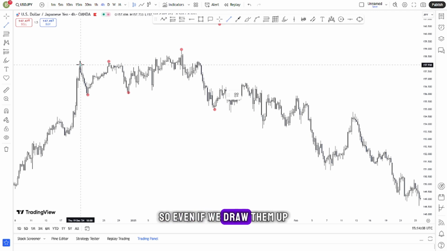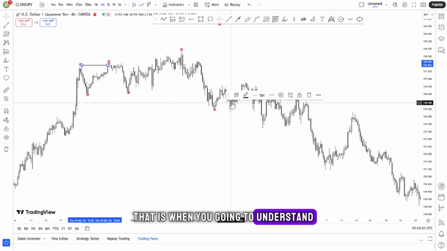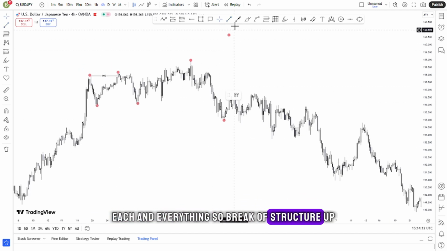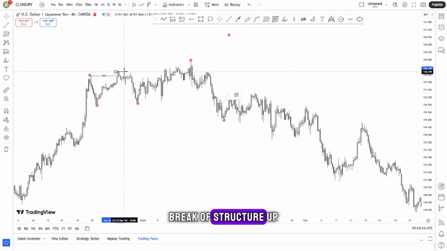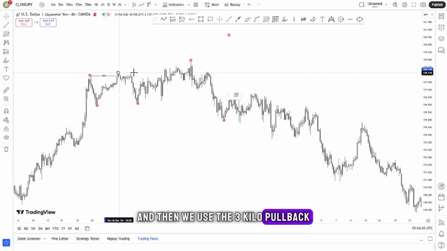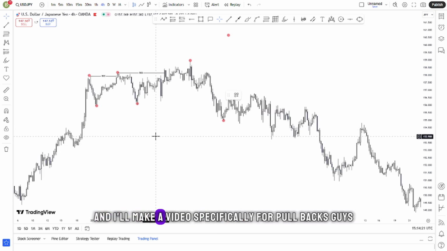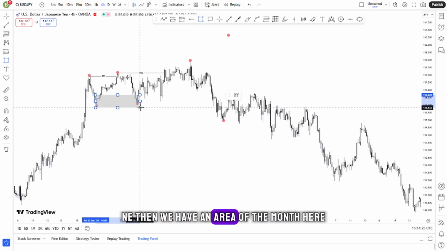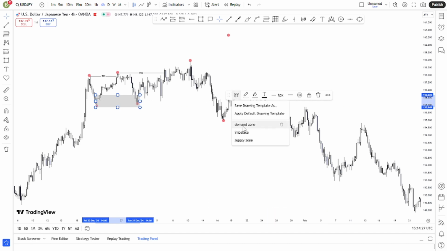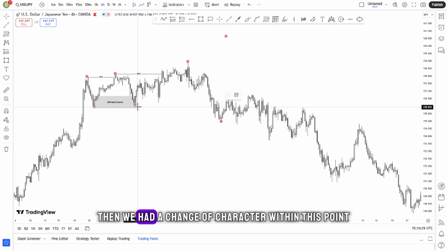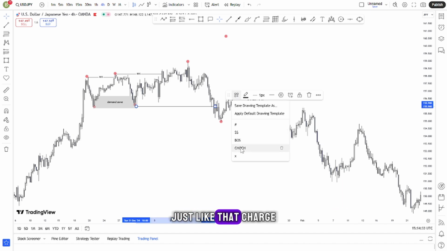So even if we draw them up, that is when you're going to understand each and everything. So break of structure up, break of structure up, and then we use the 3 candle pullback. Obviously, for those who don't understand, just comment pullback and I'll make a video specifically for pullbacks, guys. Then we have an area of demand here, area of demand right there. Then we had a change of character within this point, just like that.